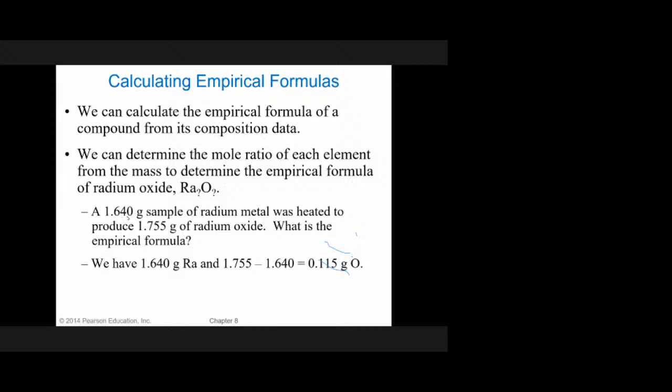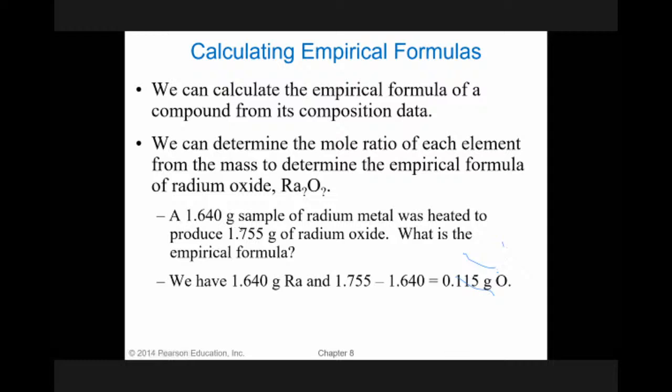So you got a 1.640 gram sample of radium metal. Somebody came to your lab and said we got a 1.64 gram sample that was heated to produce this. It went up from 1.640 to 1.755 because of the oxygen that is combined with this metal, so therefore the weight went up. Remember when Mendeleev was putting the elements on the periodic table, he reacted them with oxygen, and the reaction of those metals in the same class was the same.